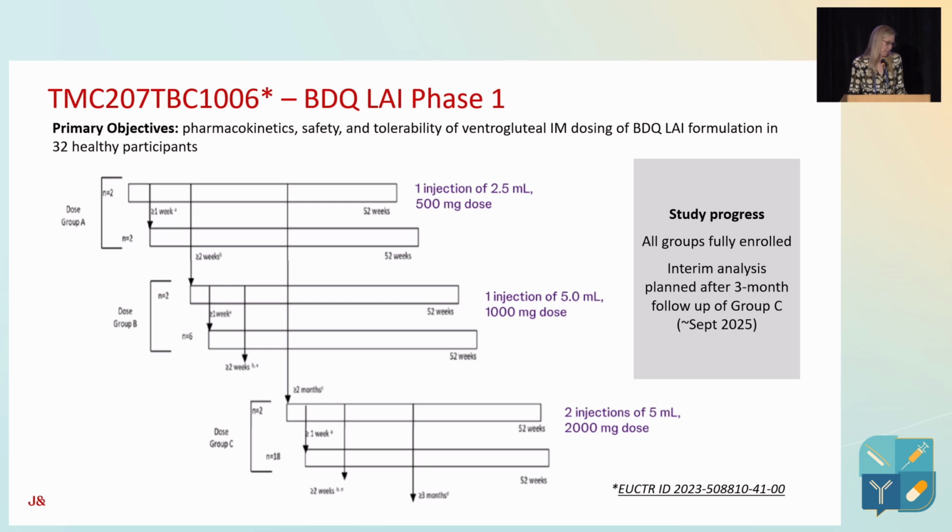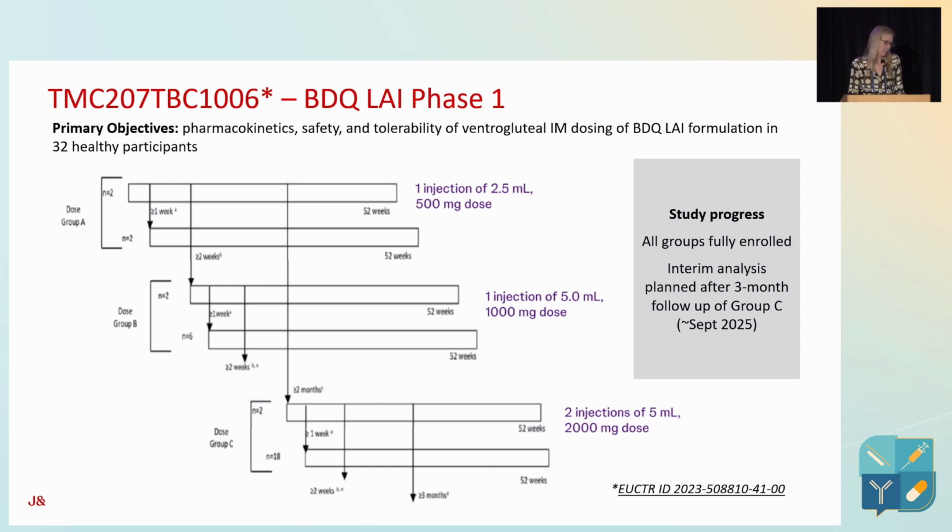Dosing group A was 4 participants. It was our lowest dose, 1 injection, 2.5 mLs or 500 milligrams. Dosing group B is 8 participants and moved up to 1 5 ml injection for a gram dose. And then dosing group C is 2 injections of 5 mLs on both sides for a total of 2 gram dosing, and that was in 20 participants.